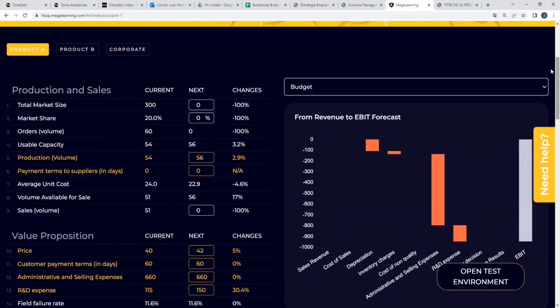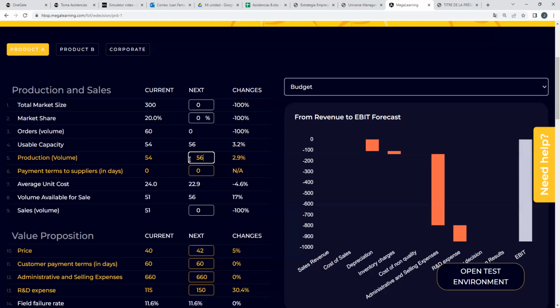Let's begin with the boxes of the color. Production volume and payment terms to supplier. Production volume is the amount of product that I'm going to manufacture. Let's say that I would like to manufacture 70 units. I'm going to put here 70, and the simulator is going to put me again 56.